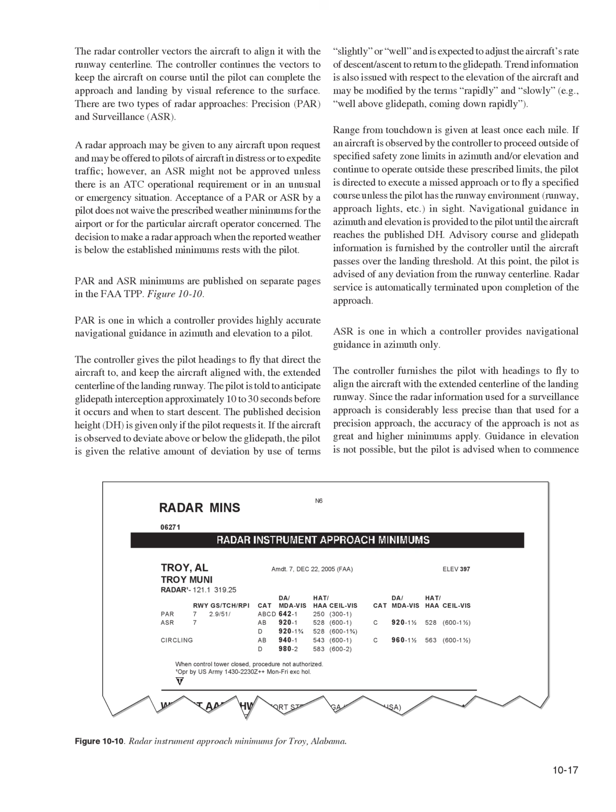There are two types of radar approaches: precision (PAR) and surveillance (ASR). A radar approach may be given to any aircraft upon request and may be offered to pilots of aircraft in distress or to expedite traffic.